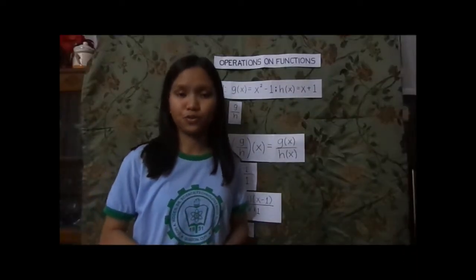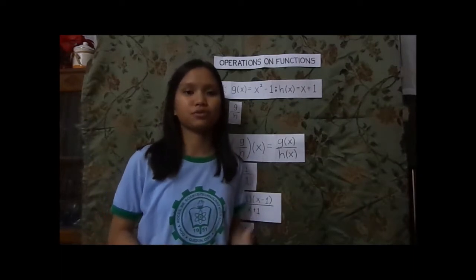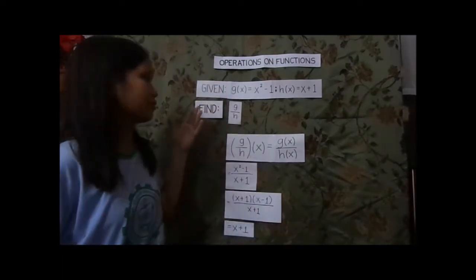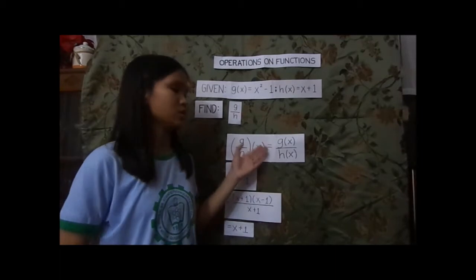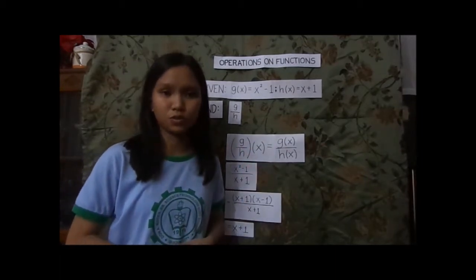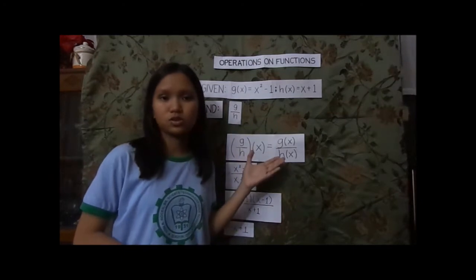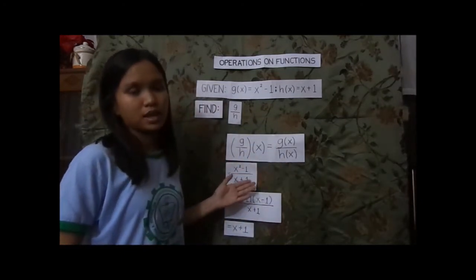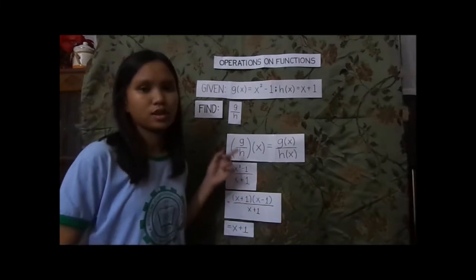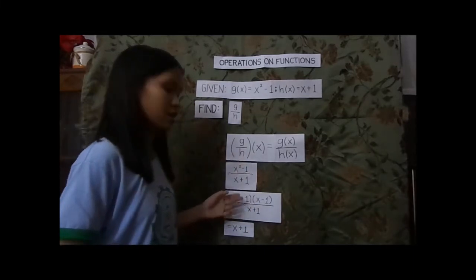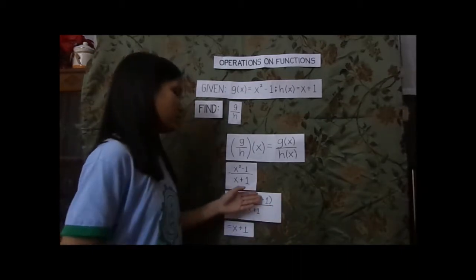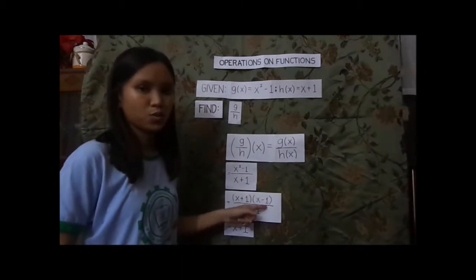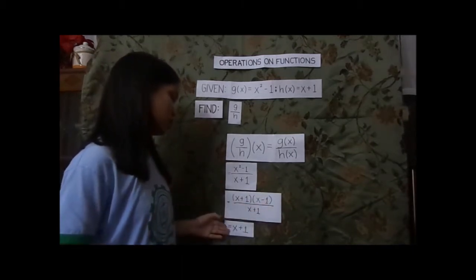Last on the operations on functions is looking for the quotient of the functions. Same given, find g divided by h. So g divided by h of x is equal to g of x divided by h of x. Substitute again the values. So x squared minus 1 divided by x plus 1. We're going to factor the x squared minus 1. So it is x plus 1 times x minus 1, divided by x plus 1. Then we're going to cancel the x plus 1 in the numerator and denominator. So the answer is x minus 1.